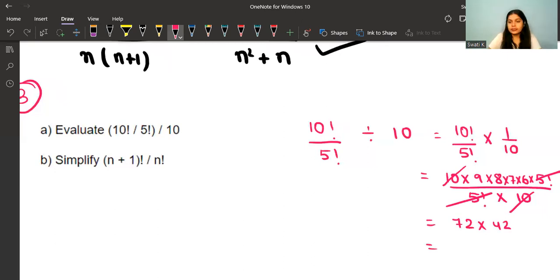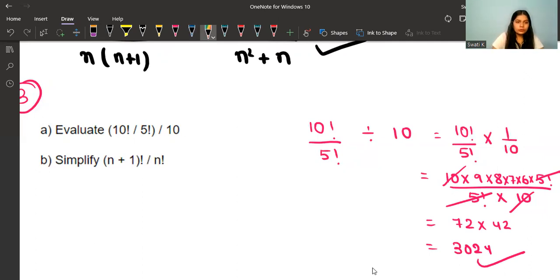Yes, and you simply have to multiply the 72 with 42. If you multiply, you will be getting 3024. I'm skipping the multiplication part because it will take time and you know how to multiply, right? If you're doing a factorial question, if you are in that grade and that level, of course you should do the multiplication as well. So I'm expecting you know that, and that's why the answer is 3024.